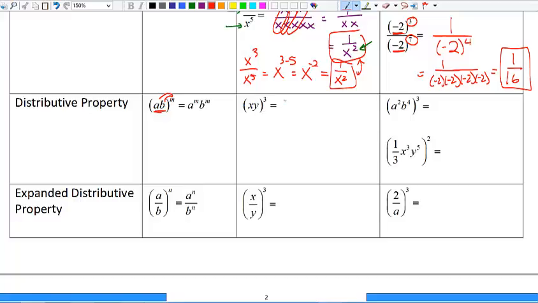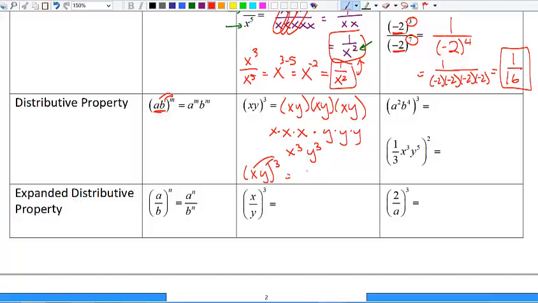So on this example, just to make sure you understand why this rule works, if I worked it out longhand, I get xy times xy times xy, and then if I rearrange it, I can get 3 x's times 3 y's, which gets me x cubed, y cubed. Now, no one wants to do it the long way. We all like the rule. So the rule just says the exponent gets applied to every single base inside the parentheses.